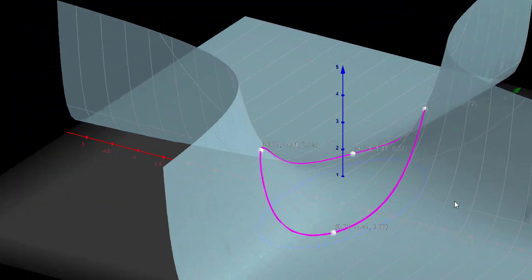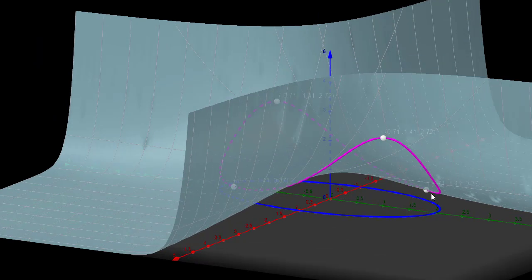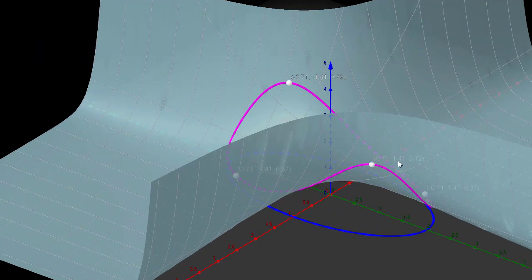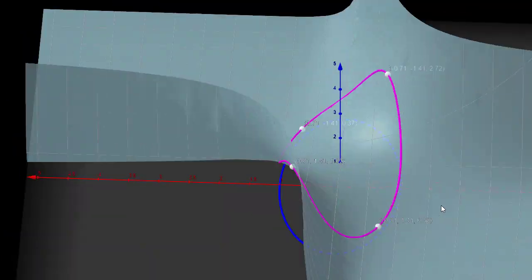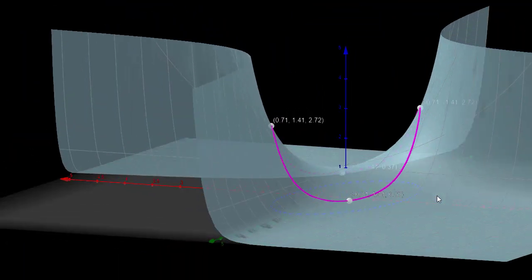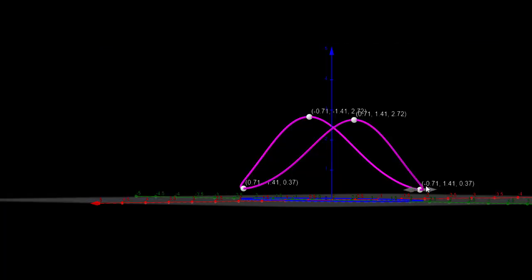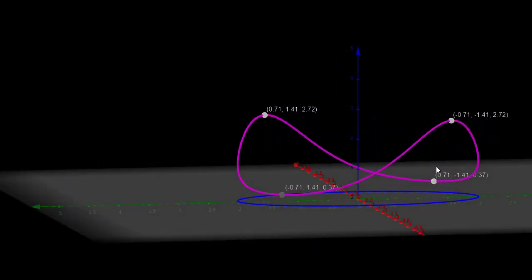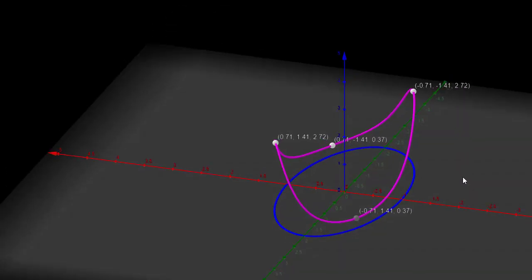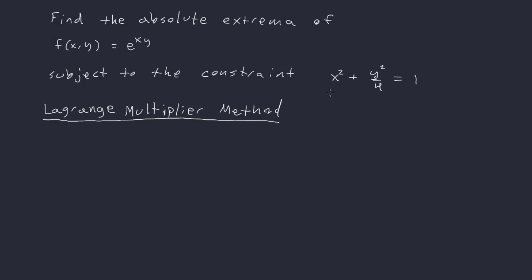Our max, here's a max here, here's root 2 over 2, root 2, and e. Here's an absolute min here. It's kind of hard to see there. Maybe that's a little easier there. Actually, let me get rid of this. There we go. That's much better. Here we go. That's negative root 2 over 2, root 2, and 1 over e. All right, now let's take a look at solving the same problem, but with the Lagrange multiplier method.